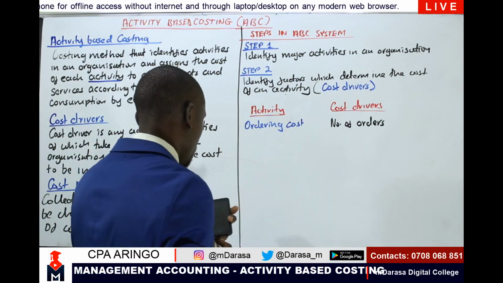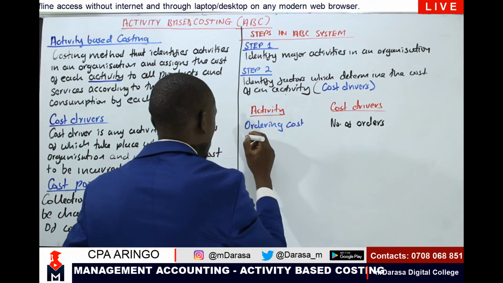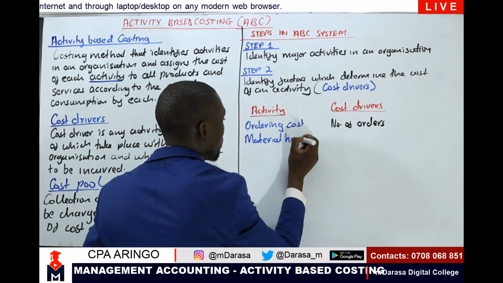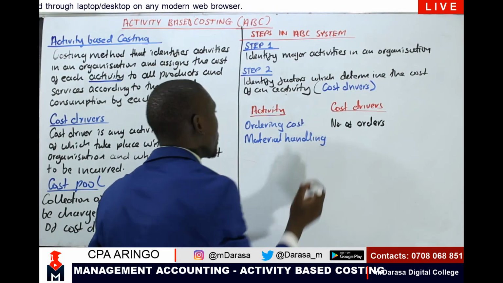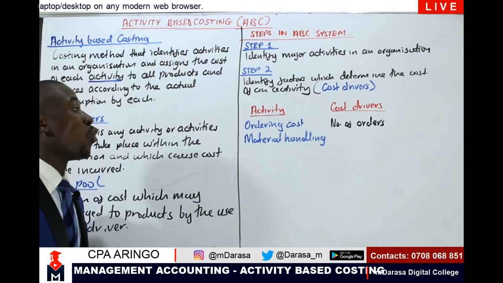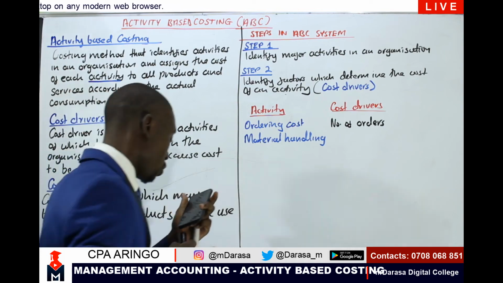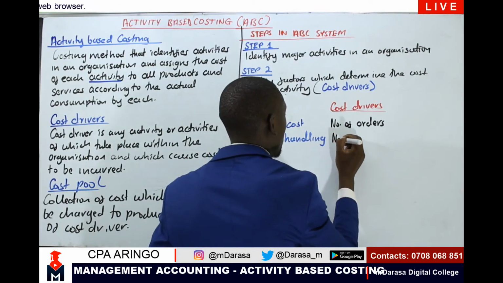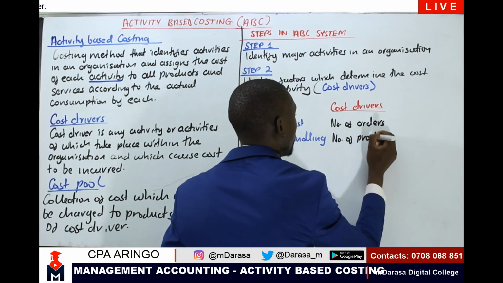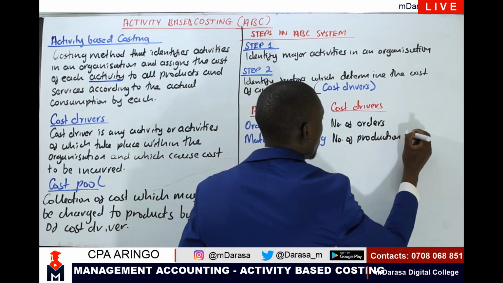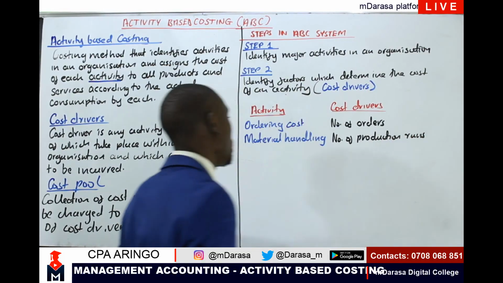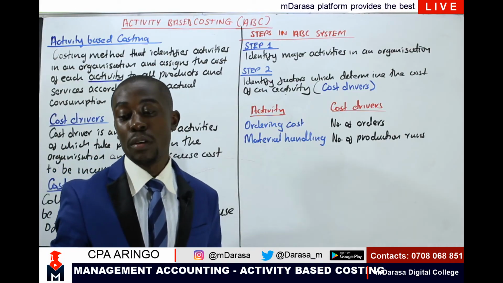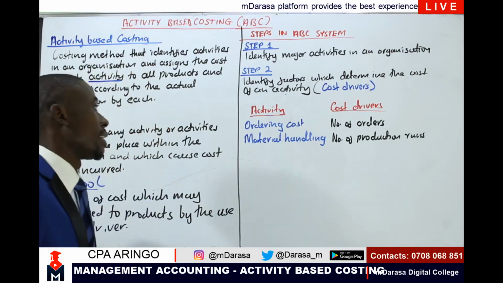Another case, take for example, material handling. What will lead us to incur such a cost? That should give us the number of production runs. Alternatively, we can talk of the number of materials in that case. That is just an example.